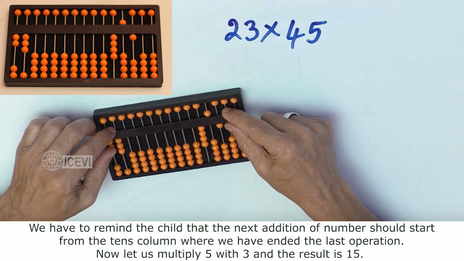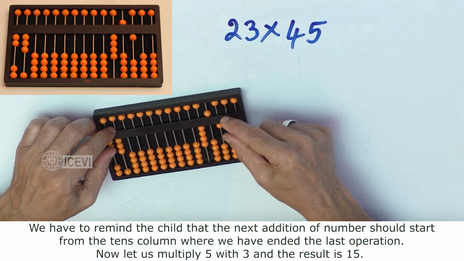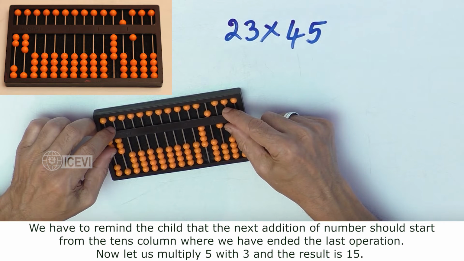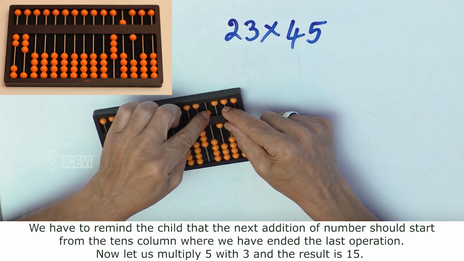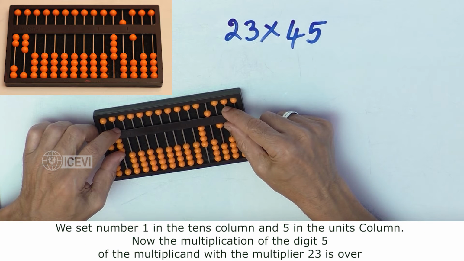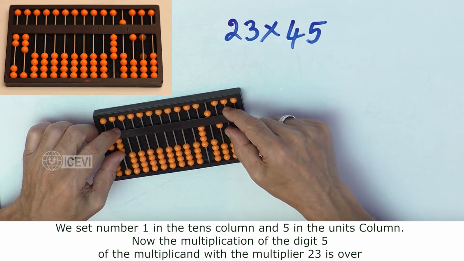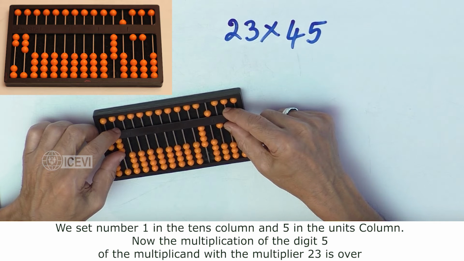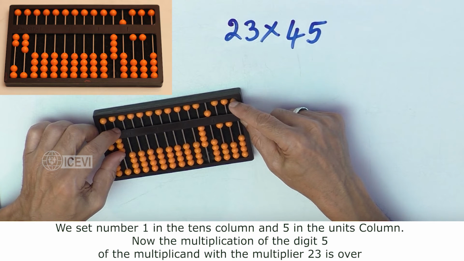We have to remind the child that the next addition of the number should start from the tens column where we have ended the last operation. Now let us multiply 5 with the 3 of the multiplier and the result is 15. We set the number 1 in the tens column and 5 in the units column.